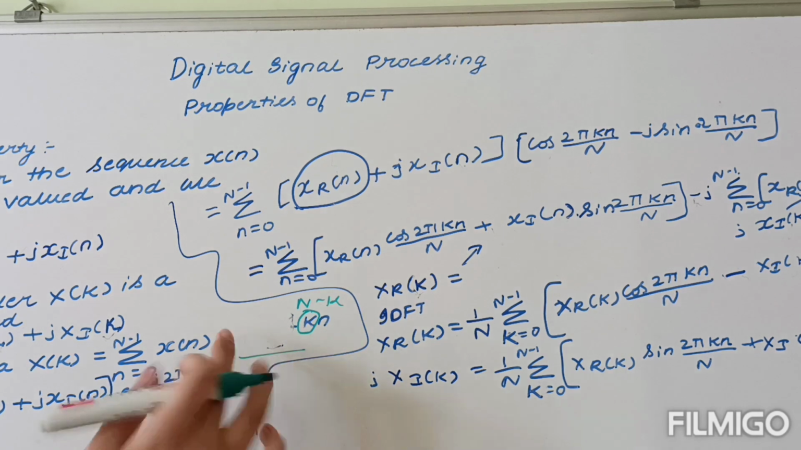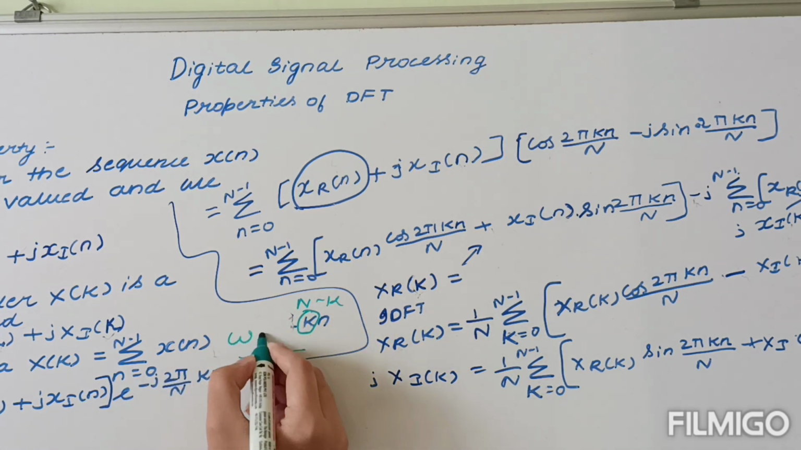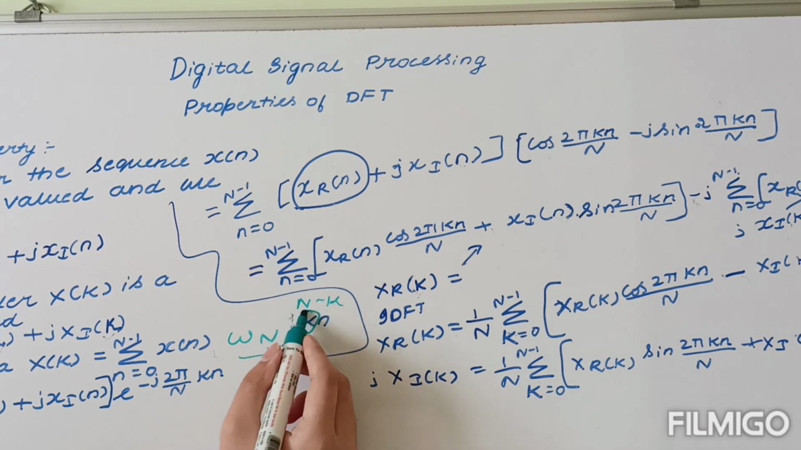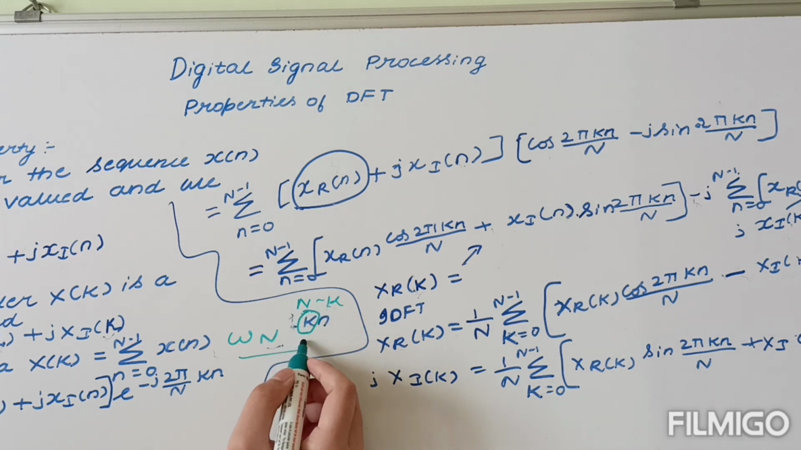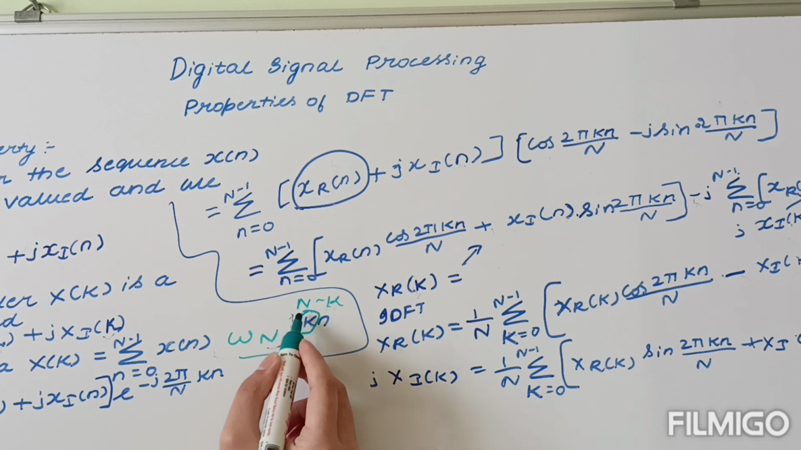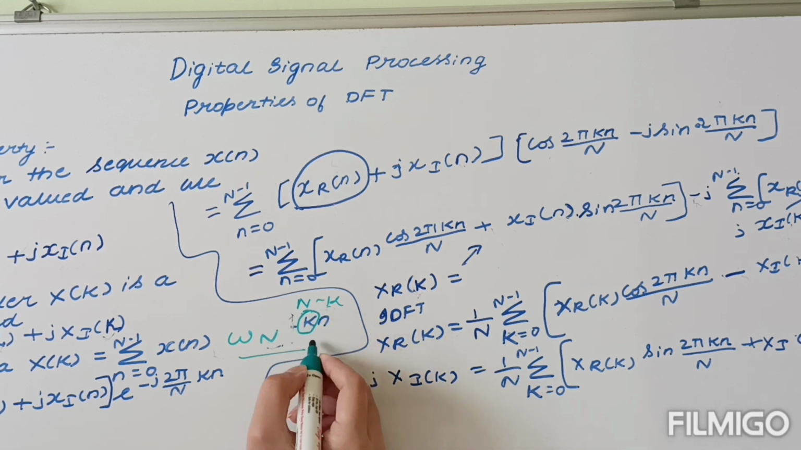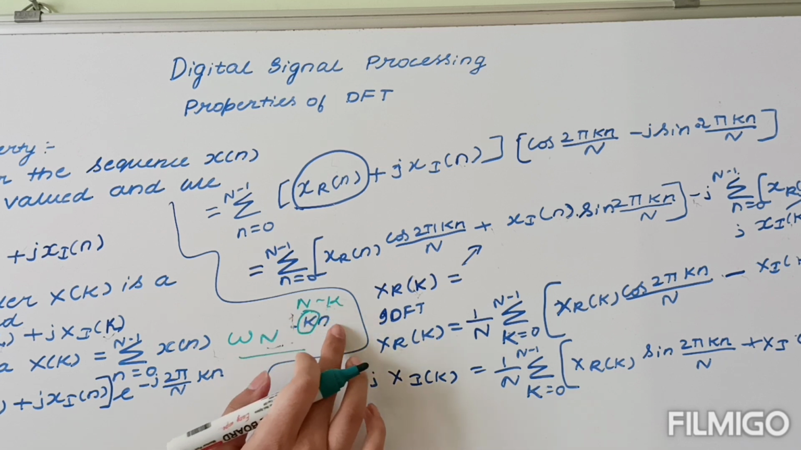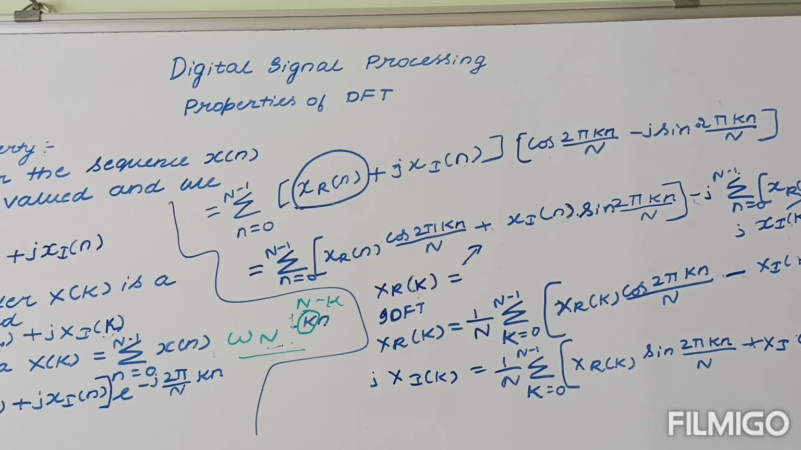I write the formula here itself. So it is omega n kn, and for this k, you are going to substitute n minus k. So if you substitute n minus k, you get omega n into minus kn, and you get two terms here. One is omega n into nn, and omega n into minus k. Omega n into nn, you know that it is 1. I have already discussed that with respect to the periodicity property.